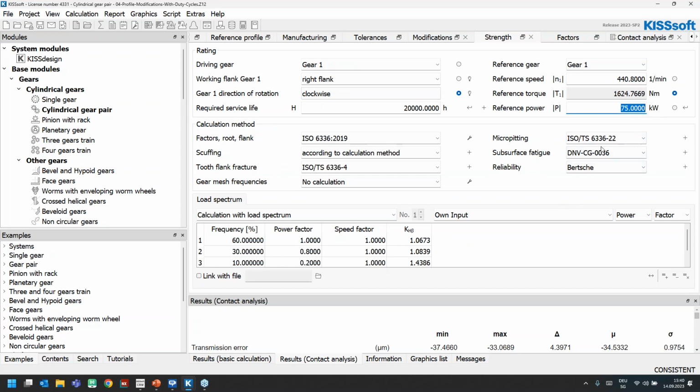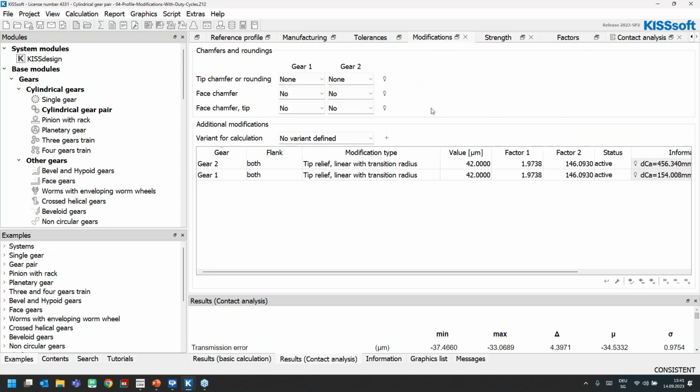However, we have other different load cases, and obviously we will never find, let's say, an optimal modification for each load case, because for each load case, the amount of the modification of the tip relief would be different. So here we need to start thinking about a compromise. So how can I design a modification so that it performs very well at the nominal load, but doesn't perform bad at low loads? Okay.